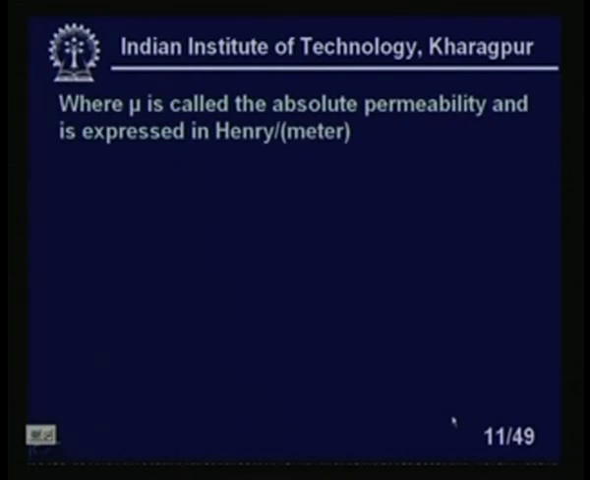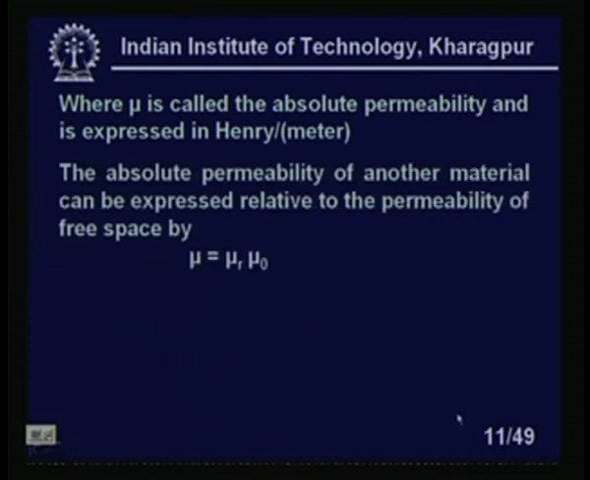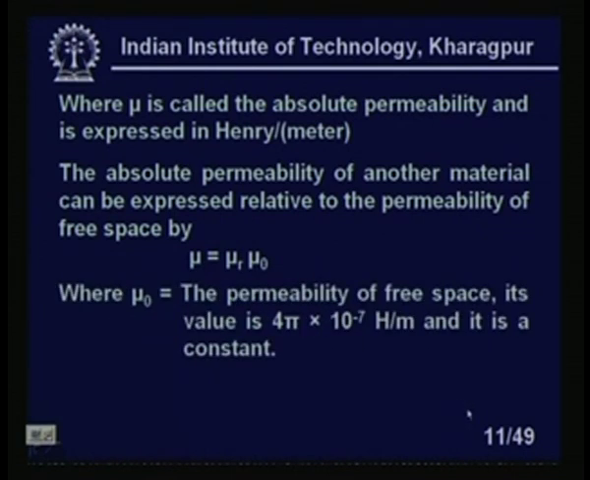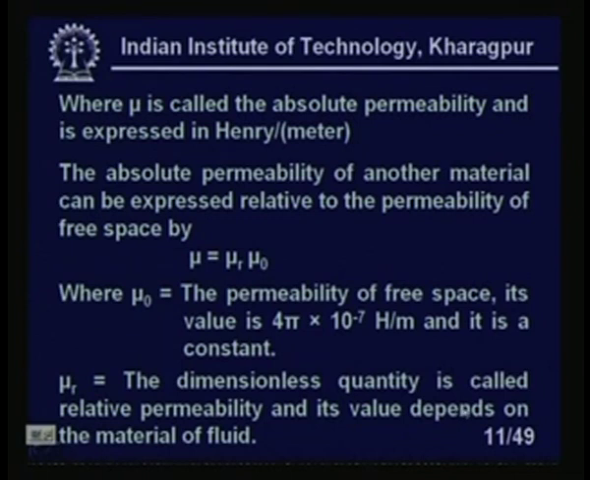mu is called the absolute permeability and is expressed in Henry per meter, and the absolute permeability of another material can be expressed relative to the permeability of free space, equal to mu r into mu naught, where mu naught is the permeability of free space. Its value is 4 pi into 10 to the minus 7 Henry per meter, and it is a constant. mu r is a dimensionless quantity called the relative permeability, and its value depends on the material of the fluid, right. So as the material of the fluid changes, the value of mu r will change, so the value of mu will change.